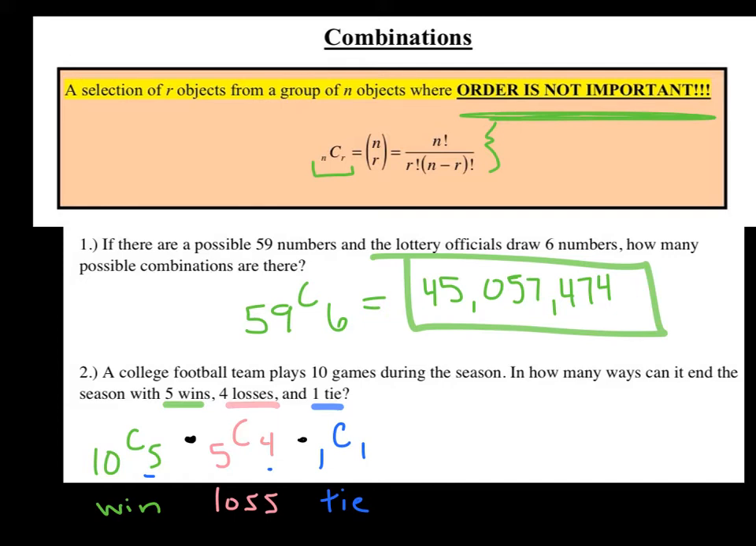And you can do them all together. I would just maybe put them in parentheses as you're multiplying them together, but you get a total of 1,260 ways that it could end with those specific numbers. 5 wins, 4 losses, and 1 tie.